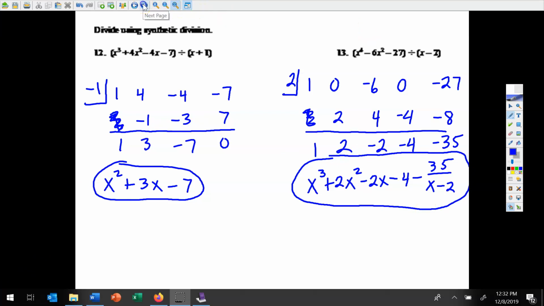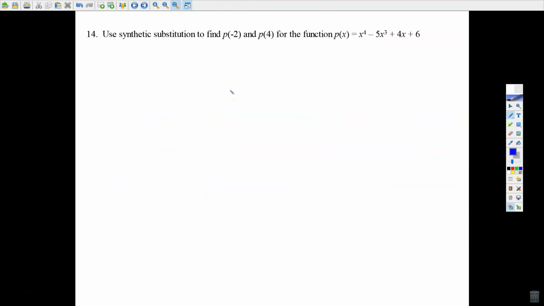Okay, moving on to problem number 14. This is using synthetic substitution. So what this means is instead of doing substitution like we're used to doing, which would look something like this, if I'm going to evaluate p of -2, then what we've done in the past is we've replaced x with -2 in this function, and then we go to our calculator and we see what the output is. So this is one way of doing an input, -2, and then seeing what the output would be. So that's what we did in the past.